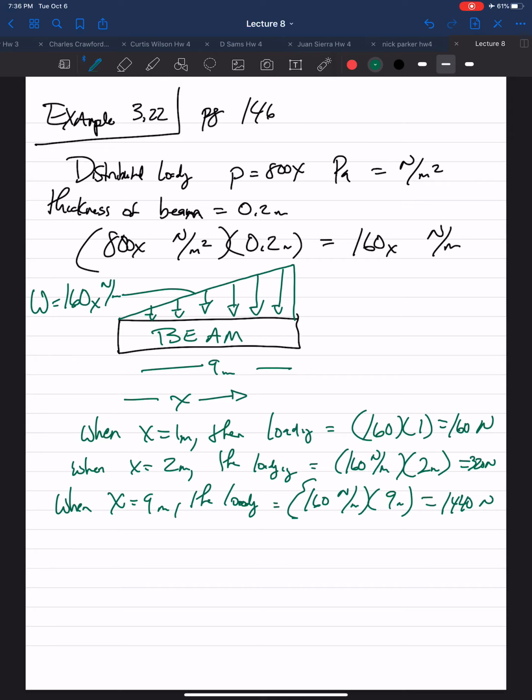So this intensity at the top here, it's given by, and as you can see, the triangular shape is telling you that when the distance from, we'll just call this point A, and we'll call it the point B just to make it easier to understand. As the distance from point A to point B gets larger, the intensity of the loading increases to a maximum of 1,440 newtons per meter.